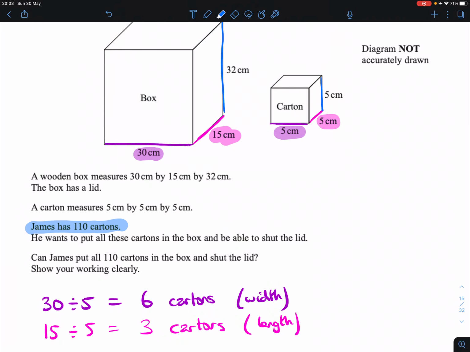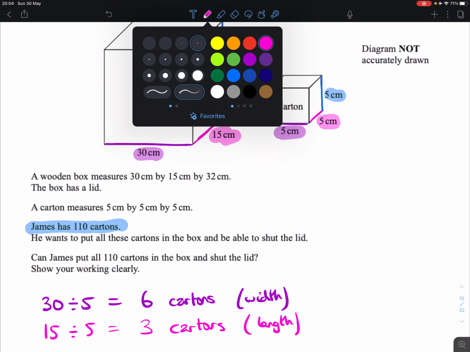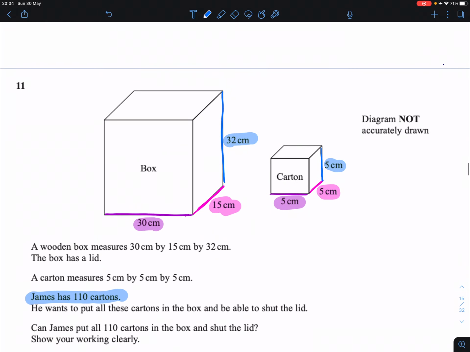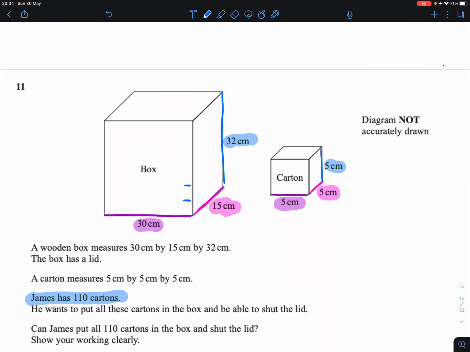Lastly, if we look at the heights, we have 5 and 32 there. By doing 32 divided by 5, we end up with a decimal this time, but that's fine. We're looking to see how many we get in whole. 32 divided by 5 will give us 6.4 cartons, so that's how many we can get in high. So as far as the height goes, we're going to have 1, 2, 3, 4, 5, 6, and then we've got this little bit spare. That's how many cartons we can get in height.